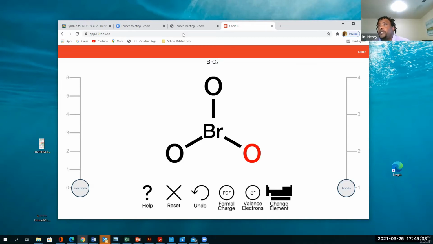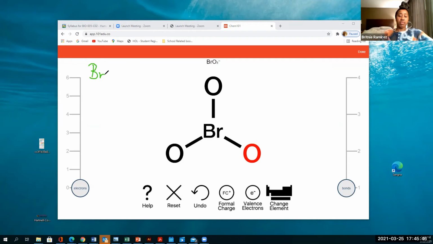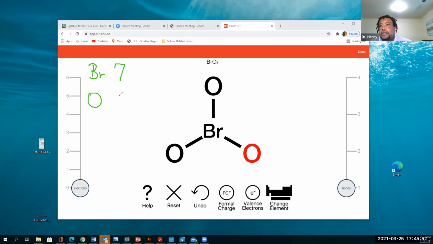The first thing that we want to do is calculate the number of electrons that we have to work with to do our Lewis dot structure. So bromine has how many electrons? 7. It has 7 valence electrons. Oxygen has how many? 6. Well, we have 3 oxygens, so we multiply that times 3. So that's 18.